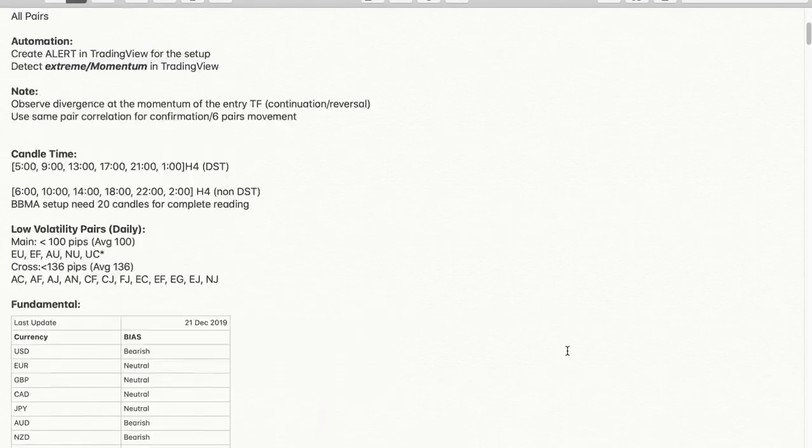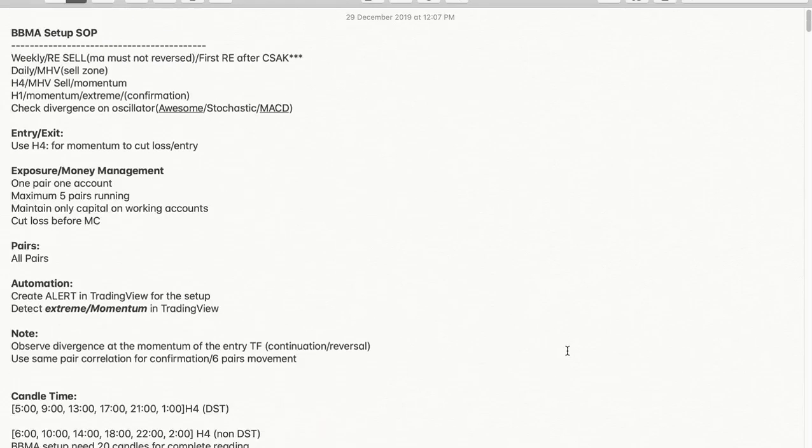Let us start by reviewing our BBMA entry SOP. We use weekly setup, re-entry sell. Then we look at MHV at daily and also MHV at H4. We also use momentum in H4 and H1 for entry confirmation. We use indicators such as awesome oscillator, stochastic and MACD for divergence. For our exit, we use H4 cut loss if we have momentum opposite our trade direction.